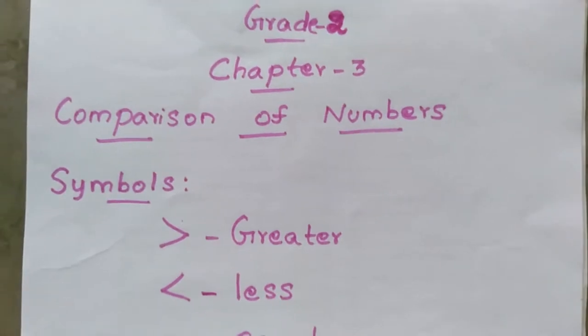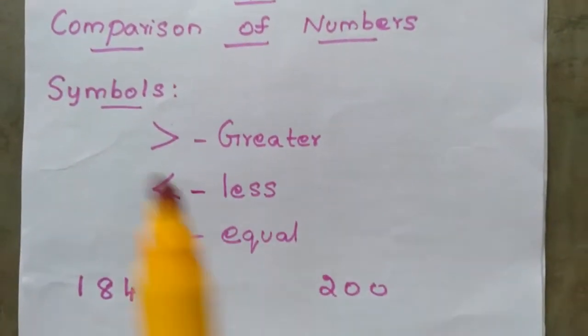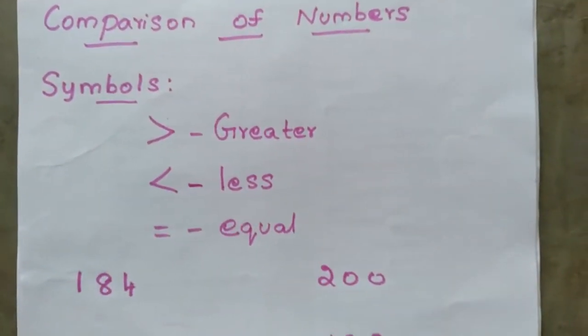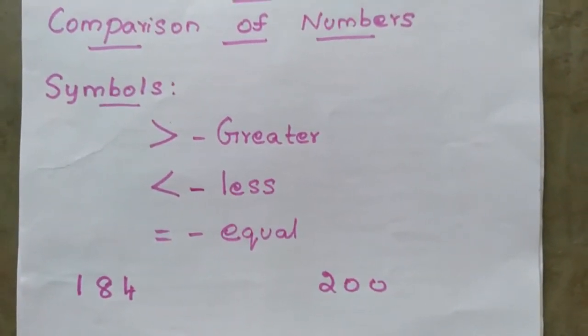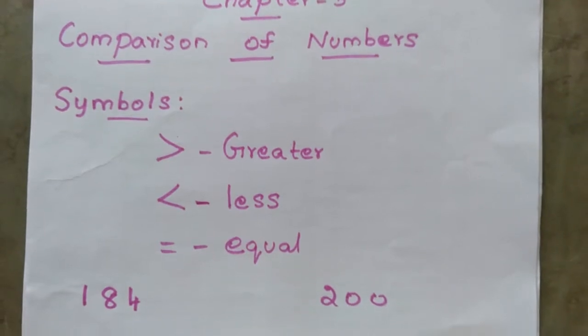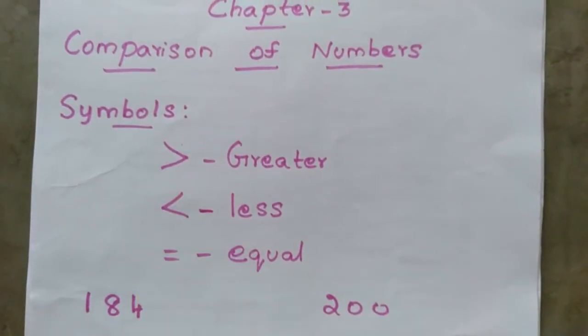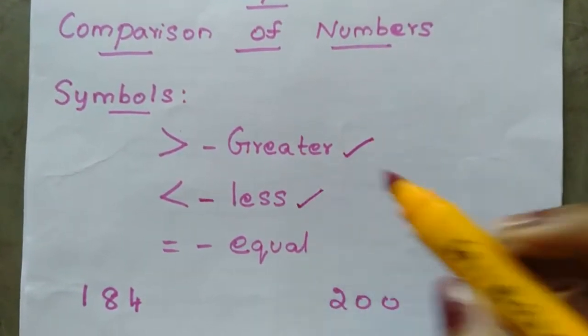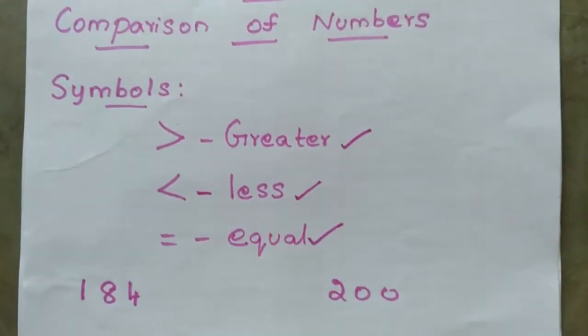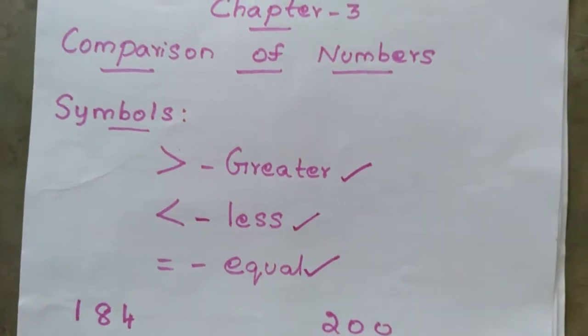First topic, see here, symbols. Already you know what the types of symbols are. In grade 1 also you studied, right? So what are the symbols? There are 3 types of symbols. One is greater, one is less, one is equal.